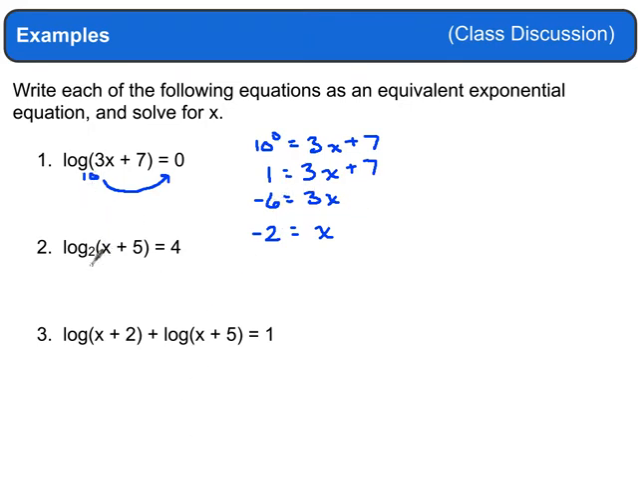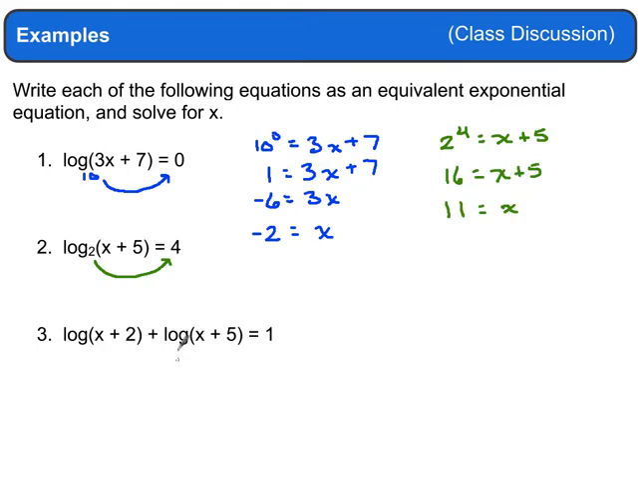If we did the same thing with number 2, we'd start by taking this 2, we scoop up the 4, so we would have 2 to the 4th power is equal to x plus 5. Simplifying 2 to the 4th power, we get 16. So 16 equals x plus 5, and then we subtract 5 on both sides, and so x will equal 11.